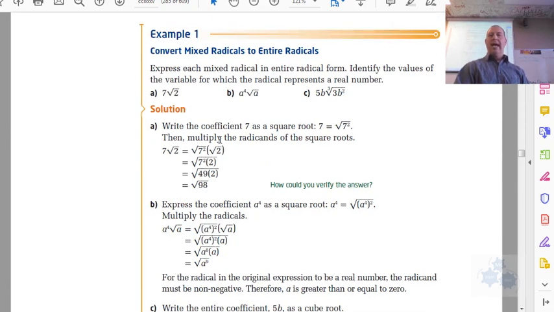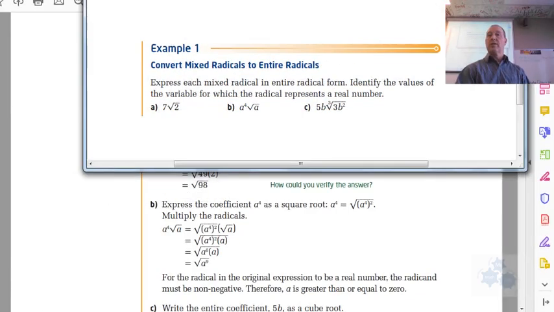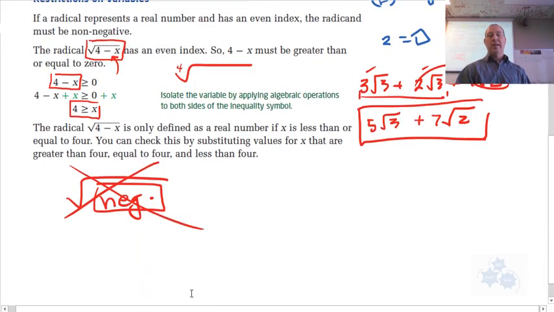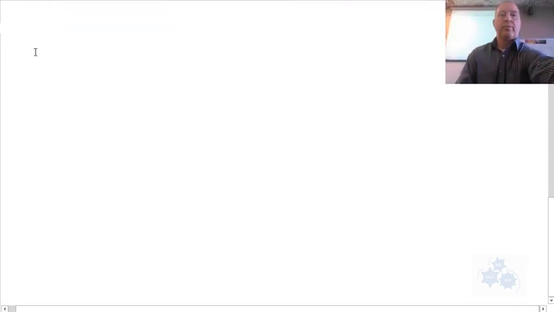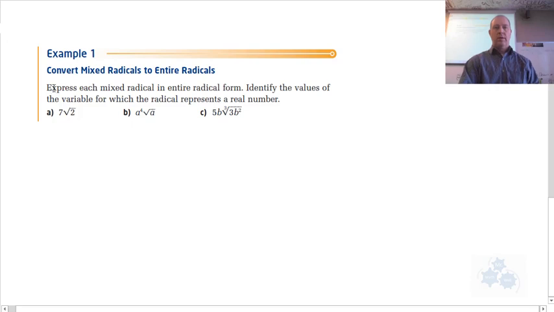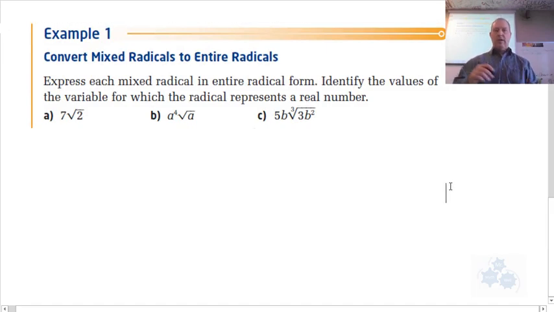All right, the next big thing here is knowing how to convert. You should have some experience with this, but let me just go over this because you may need a refresher on this. All right, so example 1. Now, you can write these down, please, in your notes, just so you can see this worked out. I know it's in your textbook, but you need to work this out and kind of feel it yourself. So express each mixed radical in entire radical form.